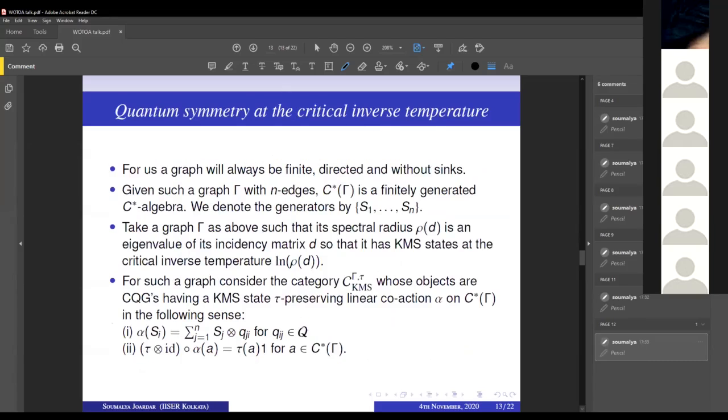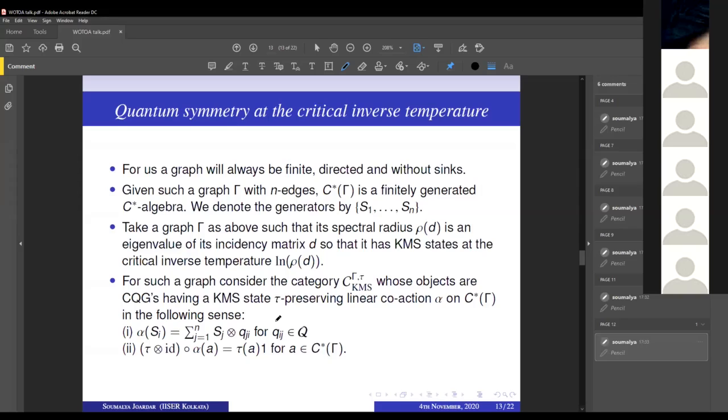Now let's talk about quantum symmetry at the critical inverse temperature. So we shall talk about quantum symmetry as the universal object in the category of compact quantum groups coacting on graph C*-algebras and preserving the KMS state at critical inverse temperature. And again, the choice of KMS state is not unique. So we cannot talk about the quantum symmetry at the critical inverse temperature, because if you vary the state, your universal object will vary, that you can already guess. But as I mentioned, for a strongly connected graph, at least you can talk about the quantum automorphism group. But nonetheless, it makes sense to see the universal object in such categories.